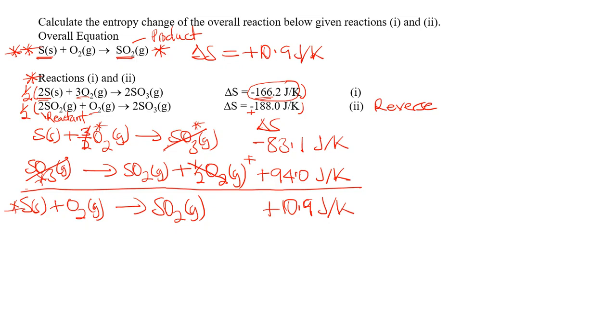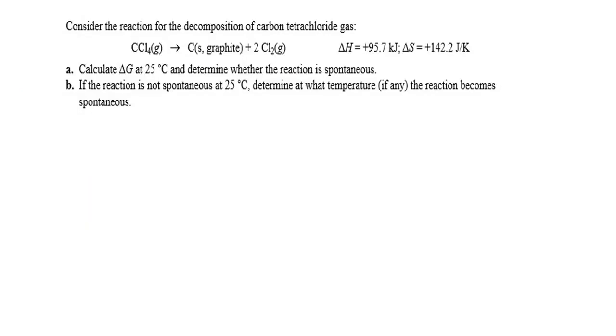Let's move on to our next problem. In this problem, what we want to use is an equation that we have already seen: delta G is equal to delta H minus T delta S. That's the equation we are going to use, because here you are given delta H, delta S, and the temperature. So let us consider this equation as given.